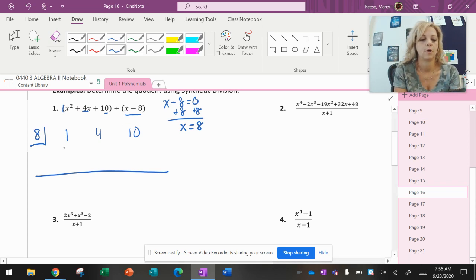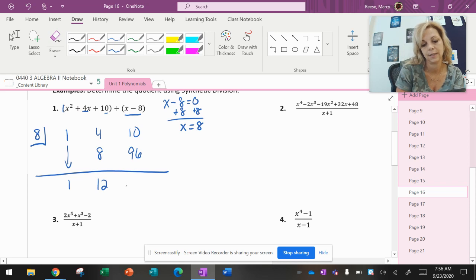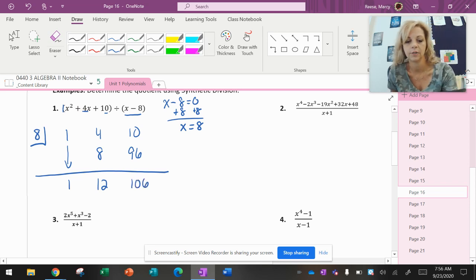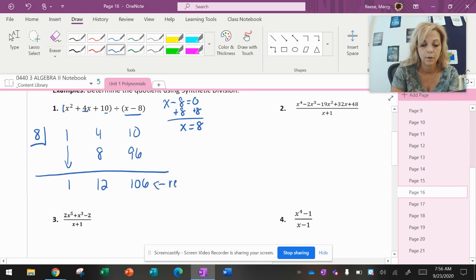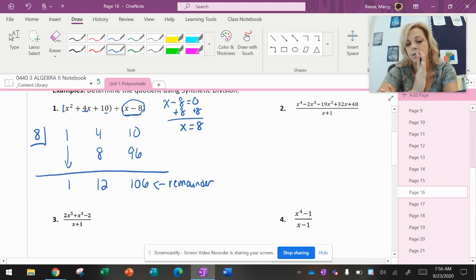And I'm going to start with bringing the first number down, 1. And then I'm going to multiply that 1 by what's on the shelf. So 8 times 1 is 8. And then I'm going to add 4 and 8 is 12. And then I'm going to take 8 times 12 and multiply them, and I get 96. And then I'm going to take that 96 and 10 and add them, and I get 106. So that tells me right there, and I'm done, this is the remainder, remember. So I know right now that x minus 8, when I come back up here, x minus 8 is not a factor because it has a remainder.